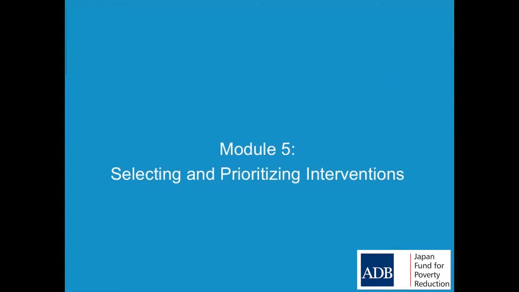Module 5, Selecting and Prioritizing Interventions. The objective of this module is to identify direct safe system pillar interventions plus enabling interventions, assessing relative ease of implementability, prioritizing actions, and identifying activities necessary to achieve actions. Mr. Howard will start Module 5.